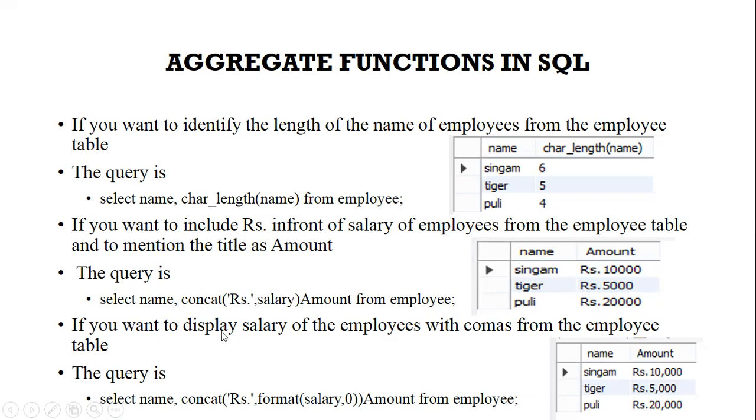If you want to display salary of the employees with commas from the employee table, in order to view the amount in a flexible manner, you can use the comma separator here by using the query select name, comma, concat RS dot format of salary comma 0, amount from employee. So this will separate the values with the help of the comma, in order to give a clear view of the amount.